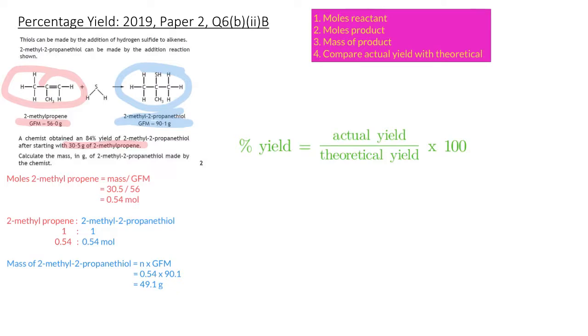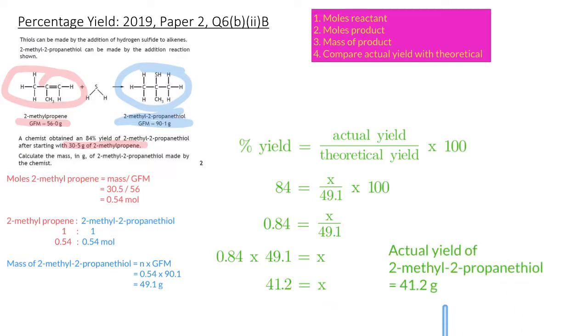So first stage of substitution, our percentage yield I have from the question, actual yield x, our theoretical yield that we calculated is 49.1, times by 100. So I've divided both sides by 100 to get rid of the 100. And next I'm going to multiply both sides by 49.1 to get rid of the 49.1 in this side. So when we work all that through, we end up with the actual yield, the mass of 2-methyl-2-propanethiol, as 41.2 grams.